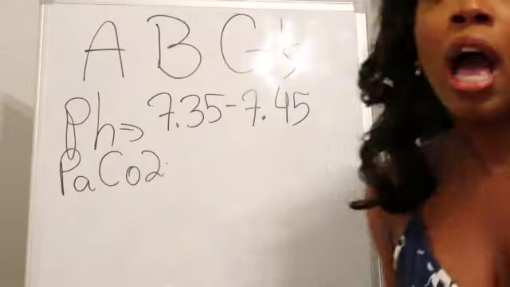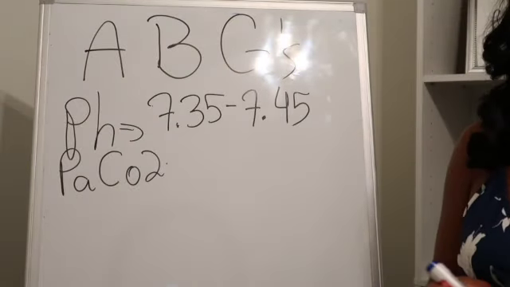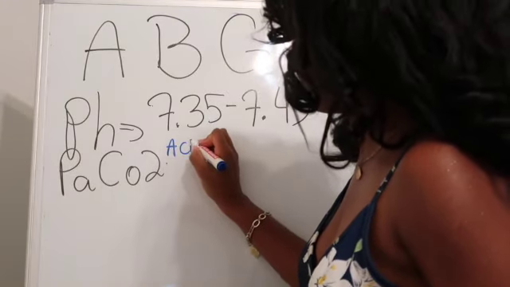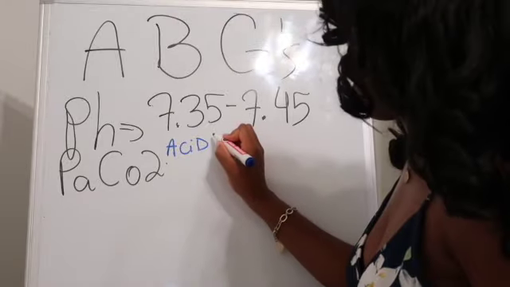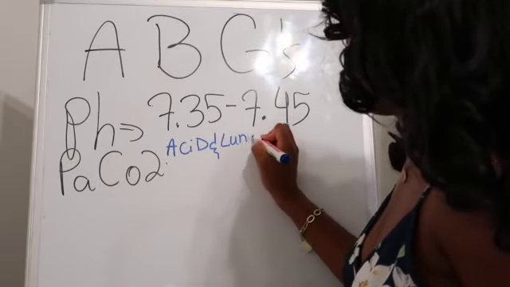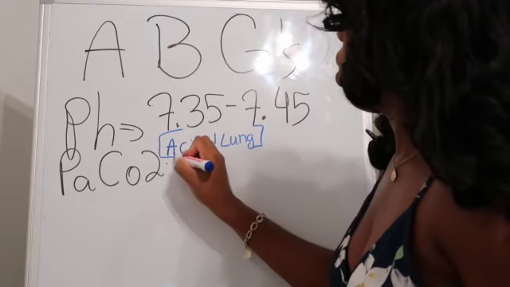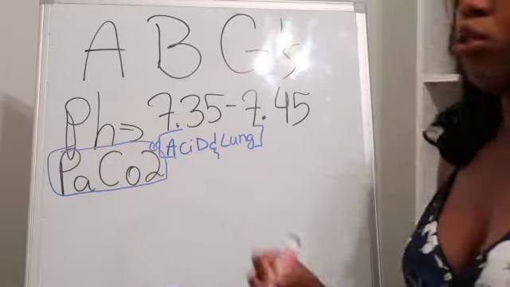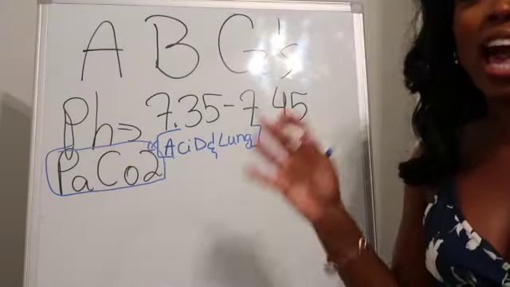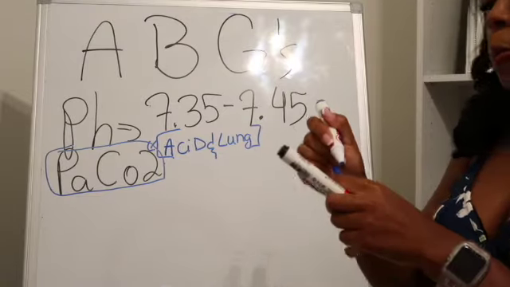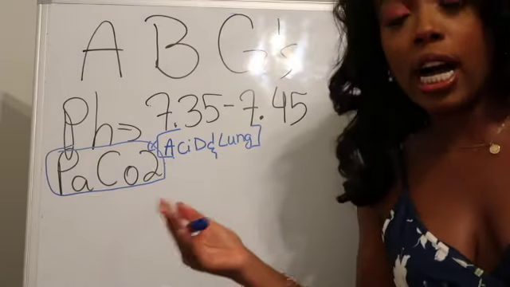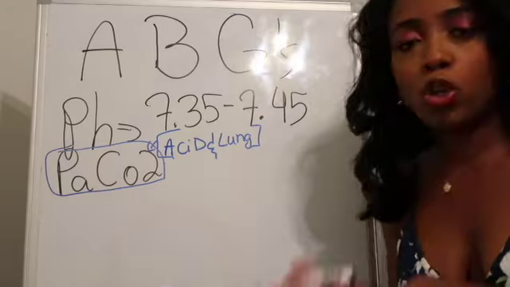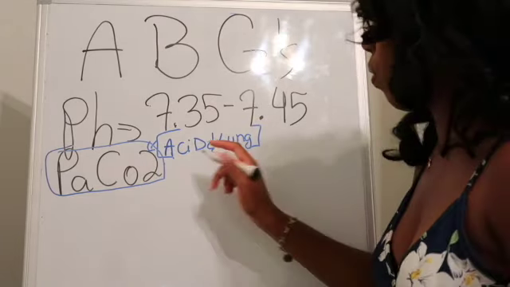Think of PaCO2, I want you to think about acid and the lungs. These go together. So when you think of PaCO2, I want you to think about acid, and I want you to think about the lungs. PaCO2 is basically carbon dioxide in the lungs. I'm going to give you the normal values, of course. Normal values of PaCO2 is 35 to 45.